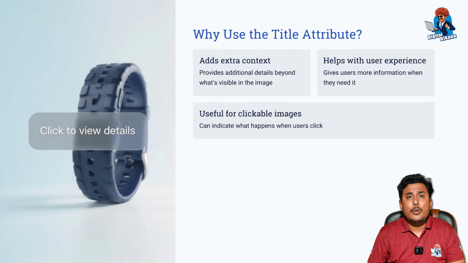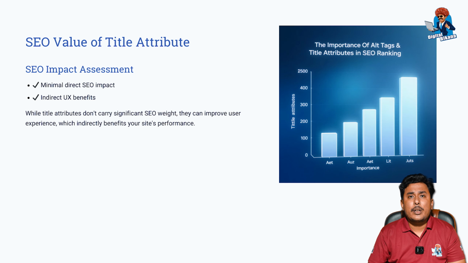The title attribute can help provide extra details to users, explain clickable images, or add context. For example, on a product image, you might add "click to see full details." The title attribute has minimal SEO value. Google focuses on alt text for indexing. However, the title attribute can improve user engagement, which indirectly benefits SEO.